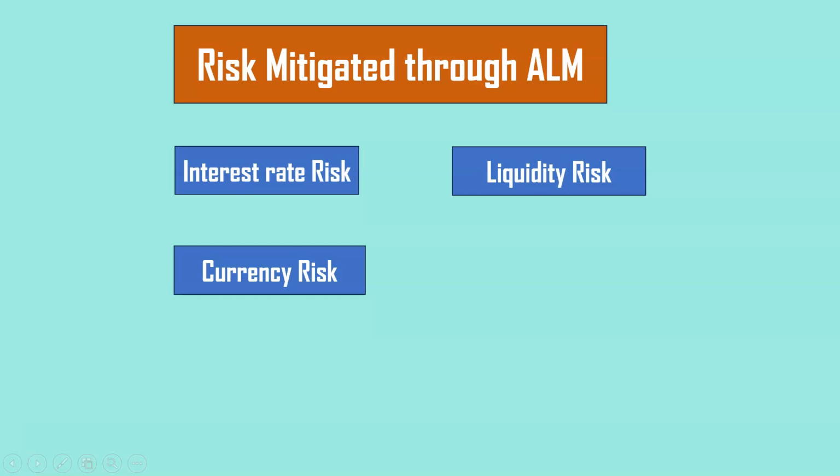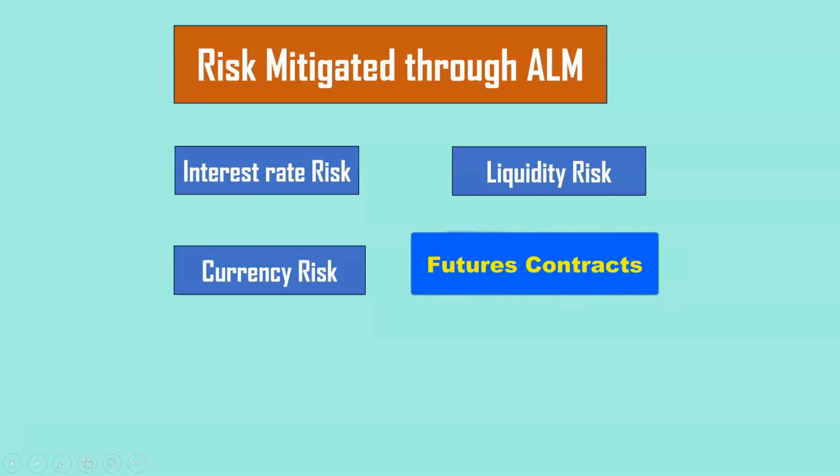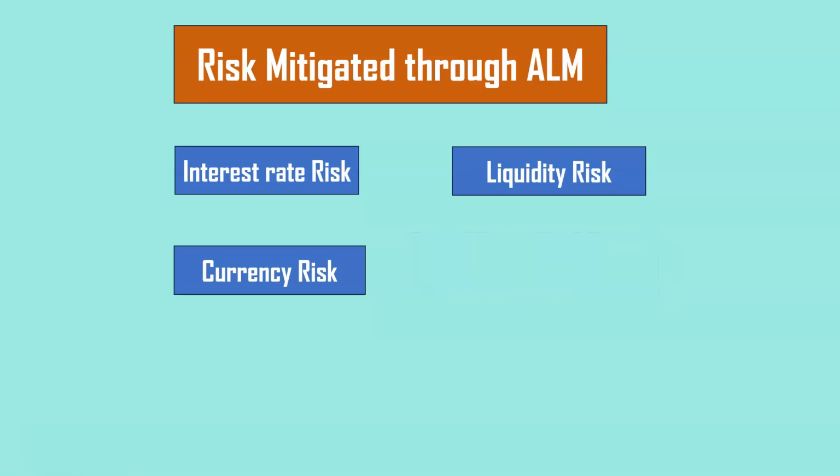Financial institutions can use various hedging instruments to manage currency risk. For example, they may use currency forwards, options, or futures contracts to hedge against potential losses due to adverse currency movements. This helps in protecting the institution from the impact of currency fluctuations on its financial position.